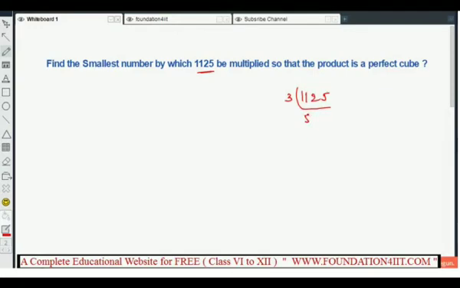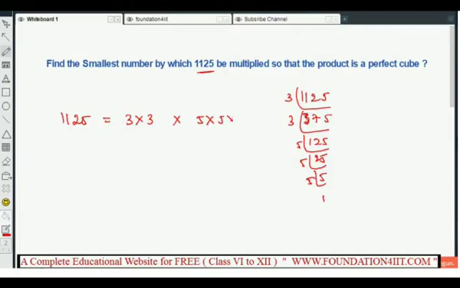How much can you take? It's 1125, right? So 3 threes are 9, 2 carry, 22, 7 threes are 21, 5 threes are 15. 3 times 375, no, 3 times 125... Now 5 table, 5 fives are 25 and 5 ones. So 1125, I can write as 3 into 3 into 5 into 5 into 5.